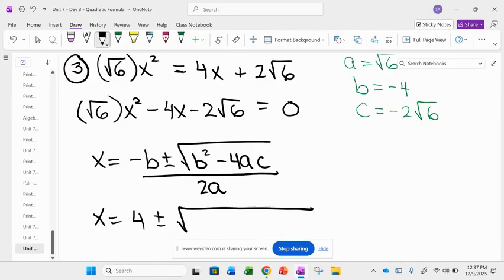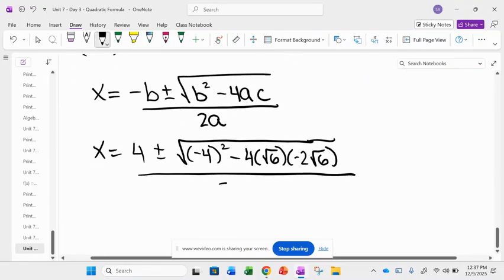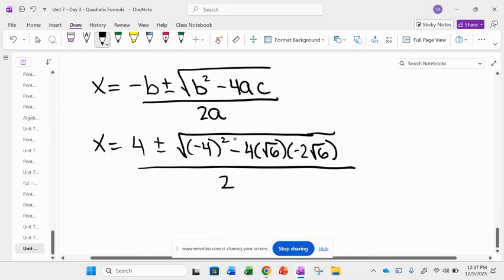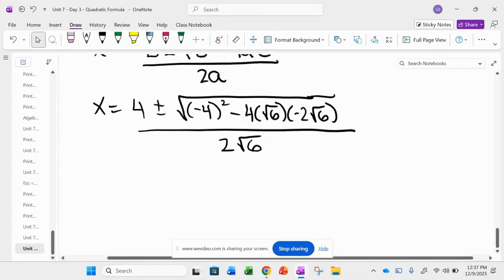Now be very careful here. I'm squaring that whole -4. So the whole -4 needs to be in parentheses raised to that second power. -4 times √6 times a -2 √6, all over 2 times √6. Are we allowed to have a radical in the denominator? No, I'm going to take care of that at the end. That's the least of my concerns right now. More importantly for me, I want to simplify what's underneath that radical at the moment.